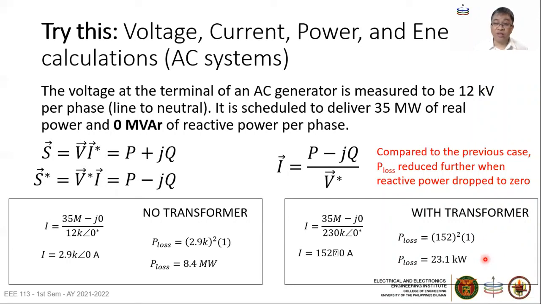So what we have learned in these two illustrations is that using a transformer, we can reduce the losses. If there's a way to have the reactive power reduced to 0, that can reduce the losses as well. So that's our third example. And that's it for now.